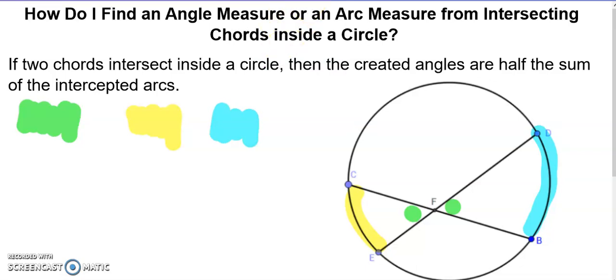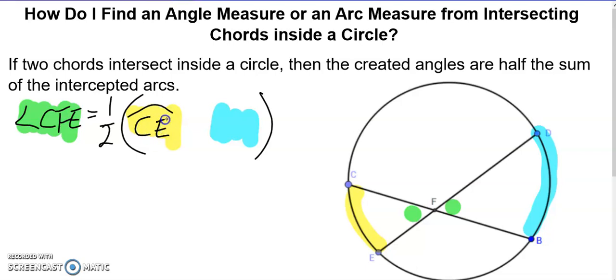If you highlighted them already, that's okay. But we're only going to look at one of the angles. So we're going to take one of the angles, angle CFE, which equals half of the yellow arc, arc CE, plus the blue arc, which is arc DB. And the angle is either going to be this angle or this angle, and they happen to be the same.